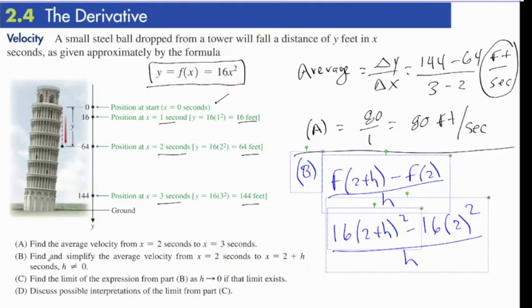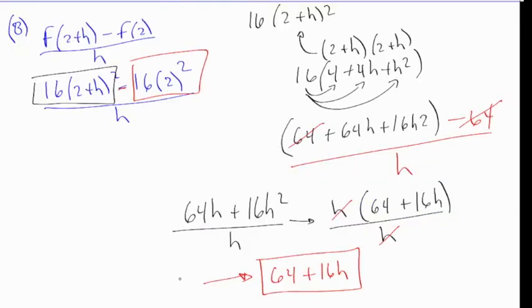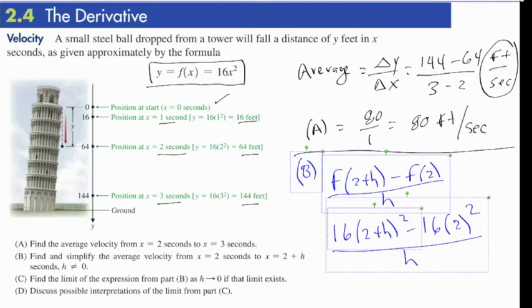So part B says find and simplify the average velocity from x equals 2 to x equals 2 plus h seconds. And this would be our answer to part B. Part C says find the limit of the expression from part B as h approaches 0.